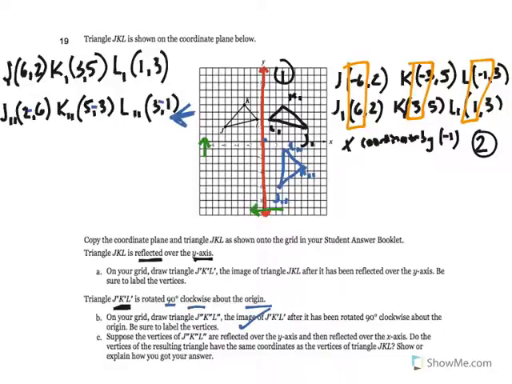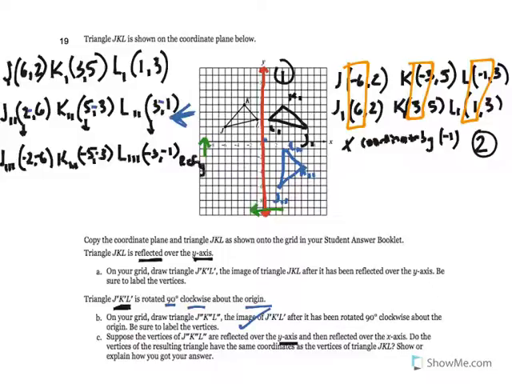So we are reflecting J double prime, K double prime, L double prime over the y-axis first. When we reflect over the y-axis, we multiply x by negative 1, right? Only x is going to change. So we get J triple prime becomes negative 2, negative 6. K triple prime becomes negative 5, negative 3. And L triple prime becomes negative 3, negative 1. So this is when we reflected over the y-axis. And our figure will look like this.